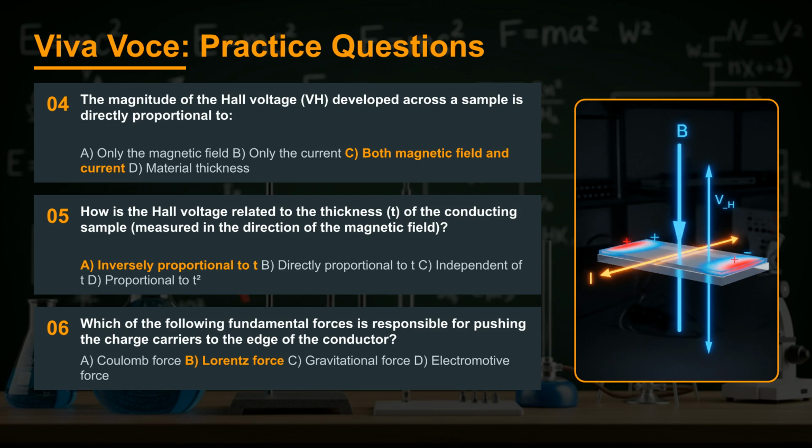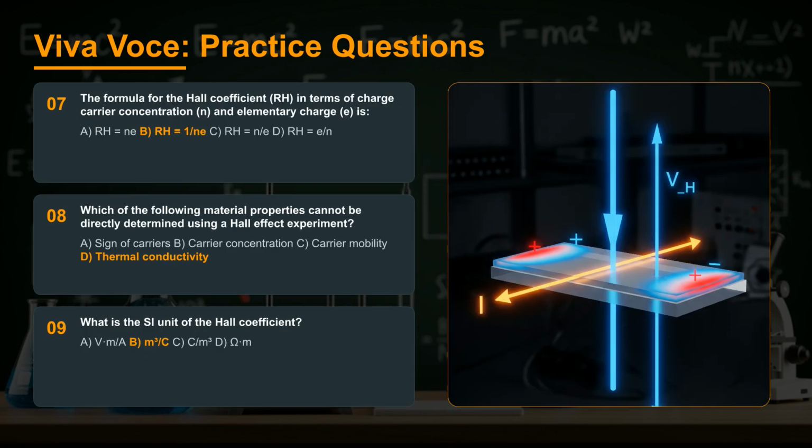Question 6. The Lorentz force is responsible for deflecting charge carriers. Question 7. The Hall coefficient, RH formula, is 1 over n times e, where n is the charge carrier concentration. Question 8. Thermal conductivity cannot be directly determined by the Hall effect. Question 9. The SI unit for the Hall coefficient is meters cubed per coulomb.